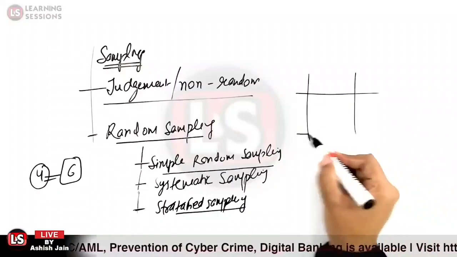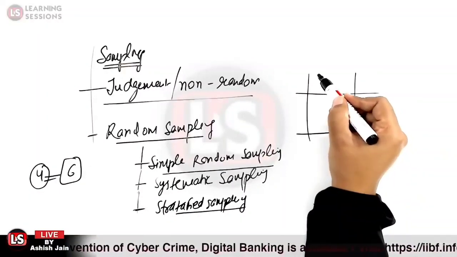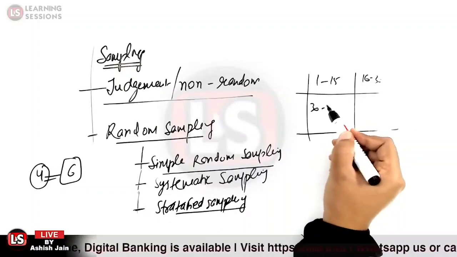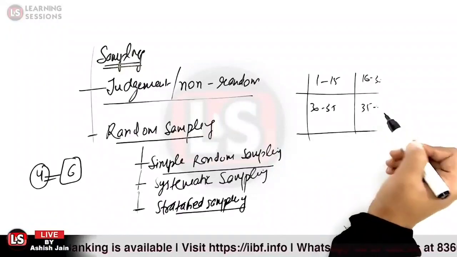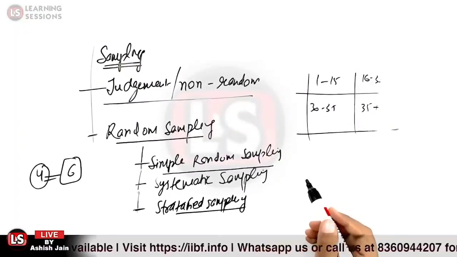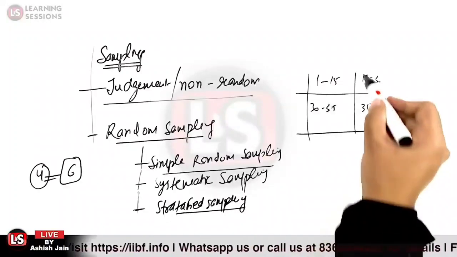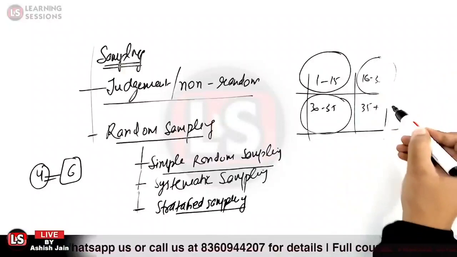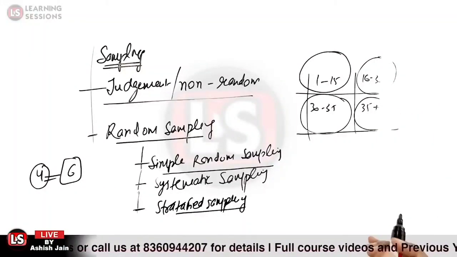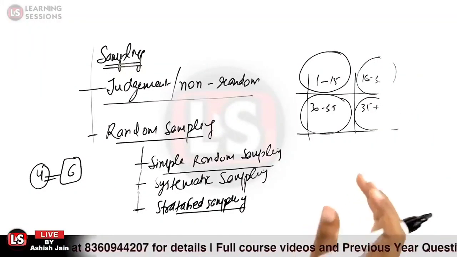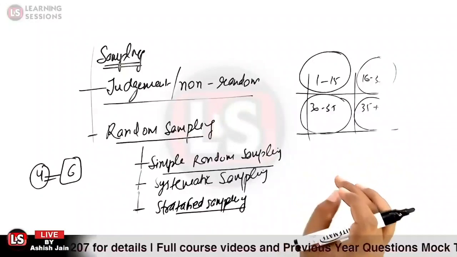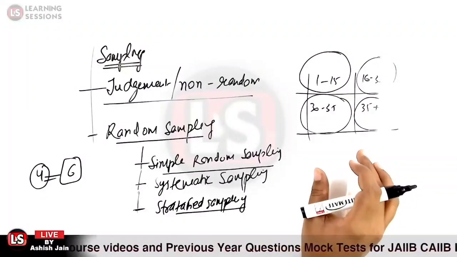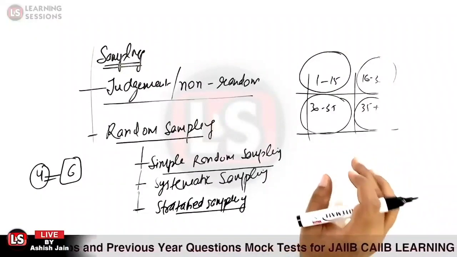Let us take the case that you categorize them as 1 to 15 years, then 16 to 30 years, 30 to 35 years, and 35 plus years. Those are the different categories you formed, and further you formed the different strata. You put each and every age group into different groups. Those are termed as strata.